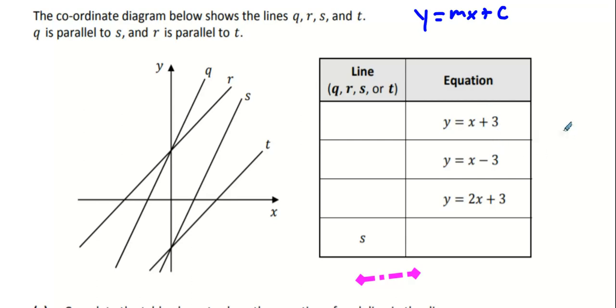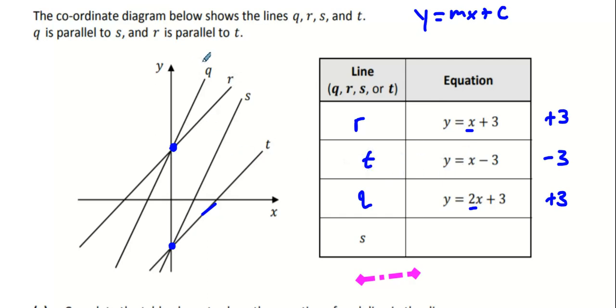So this one has an intercept of plus 3. This one has an intercept of minus 3. This one has an intercept of plus 3. This one has a steeper slope of 2 compared to that one. So these two cross at 3, but Q has the steeper slope, so that must mean it's the slope of 2. That must be R. This one must be minus 3. Sorry, this one must be T because it's a shallow slope.